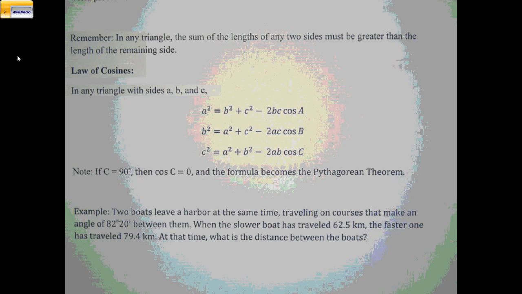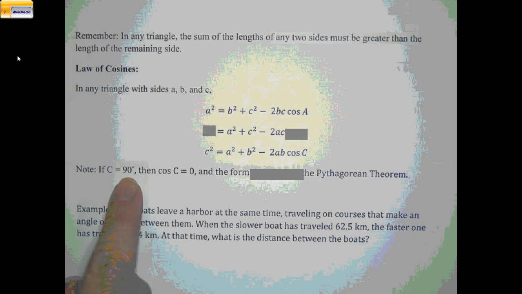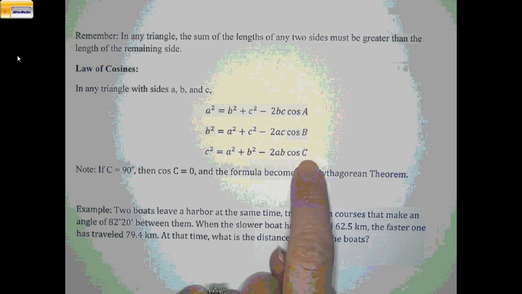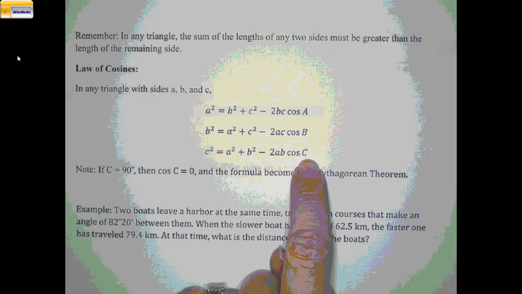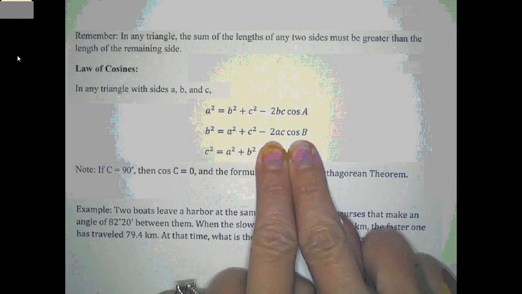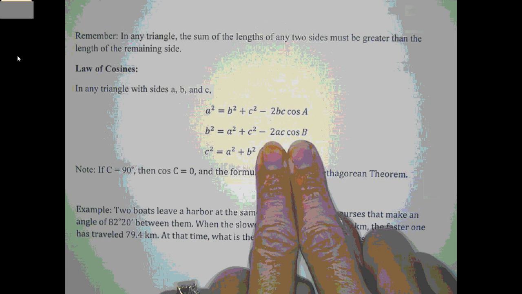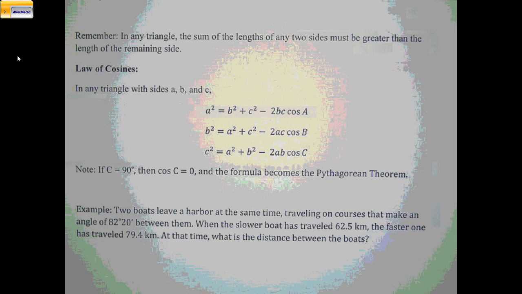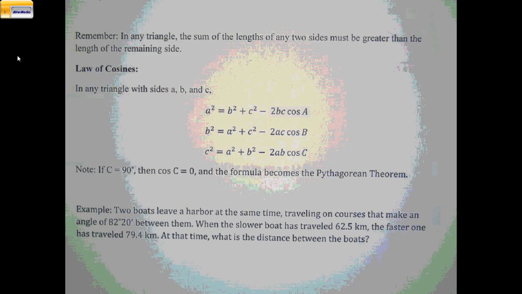They want you to notice that if angle C is 90 degrees, what is the cosine of 90? 0. It says it right there on the notes. It's 0. Poof, this goes away, and what you're left with is the Pythagorean theorem. Okay? So that's kind of what's happening there. So that'll kind of help you remember that stuff.